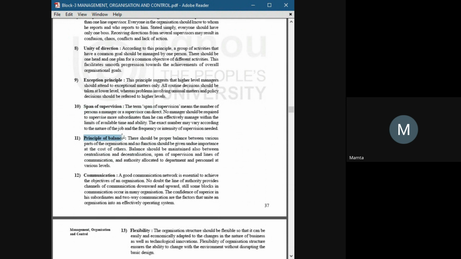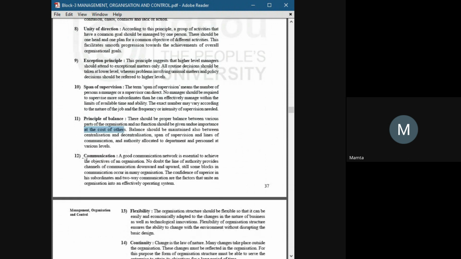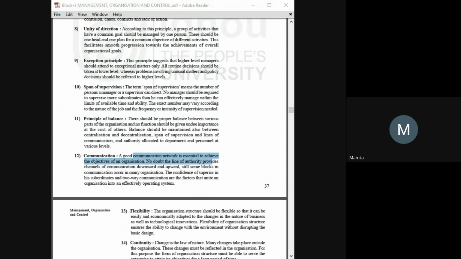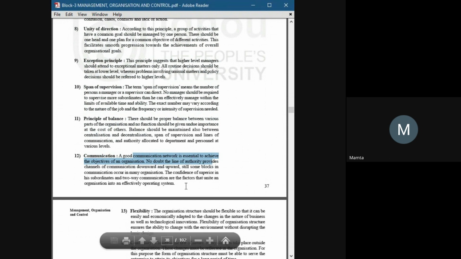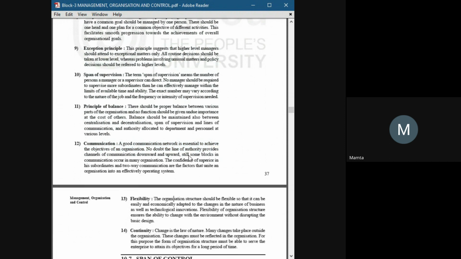Principle of balance. There should be a proper balance between various parts of the organization, and no function should be given undue importance at the cost of others. Communication. A good communication network is essential to achieve the objective of the organization. No doubt the line of authority provides a channel of communication, downwards and upwards.